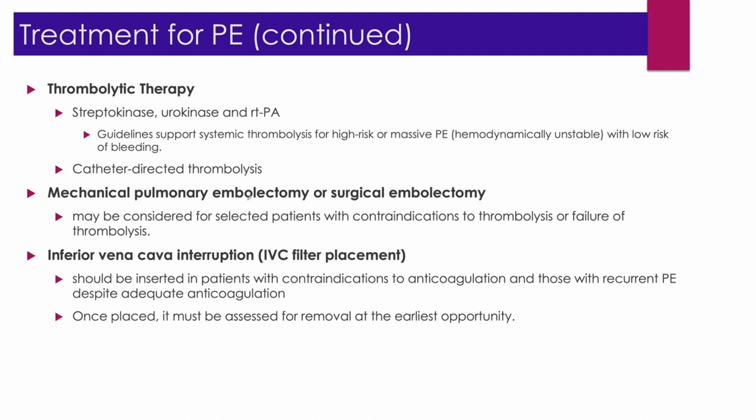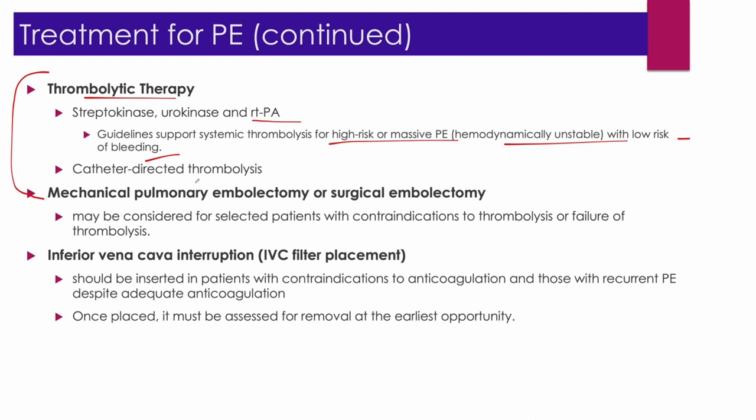Other more life-saving type treatments are going to be these two. One is thrombolytic therapy. This is like your TPA. This is like what we give for those strokes, right? Of course, we have to consider guidelines. We cannot give it for patients that have bleeding or anything like that. We have to meet the guidelines. And we only give it for high-risk massive PE, so people that are hemodynamically unstable with low risk of bleeding. And then usually that's just administered.